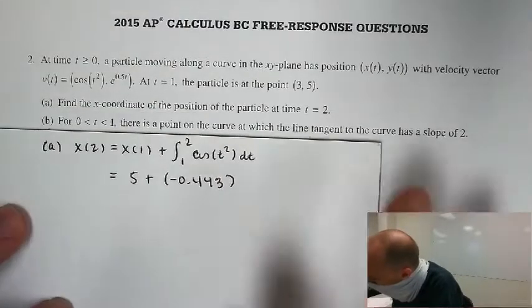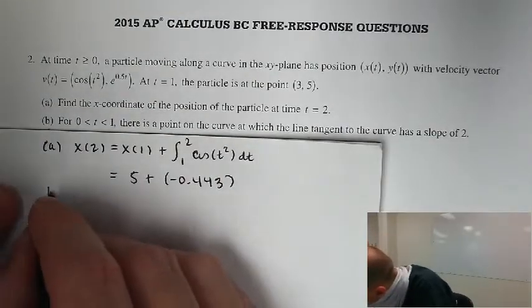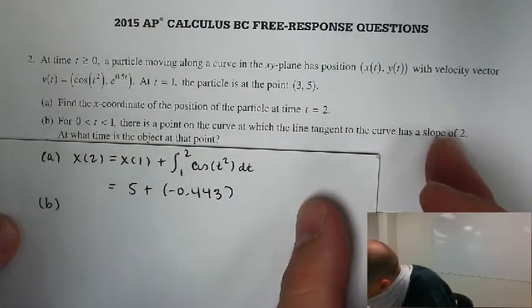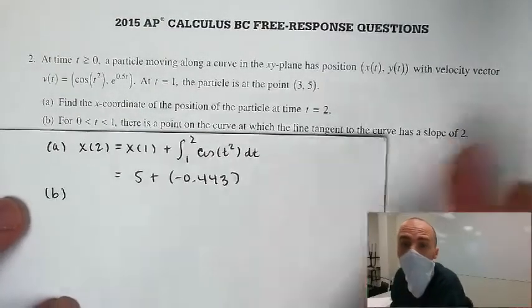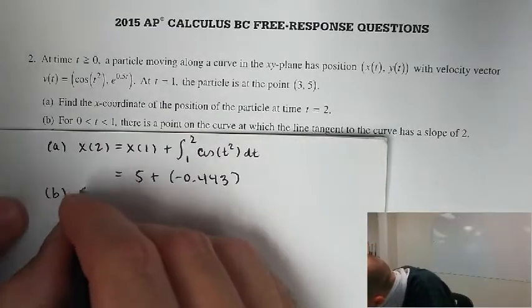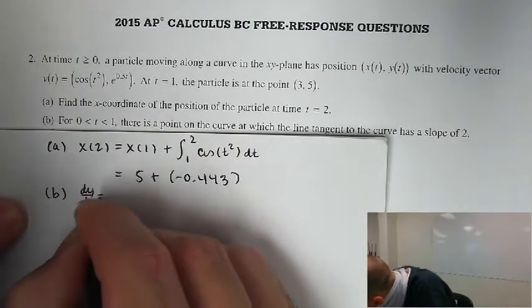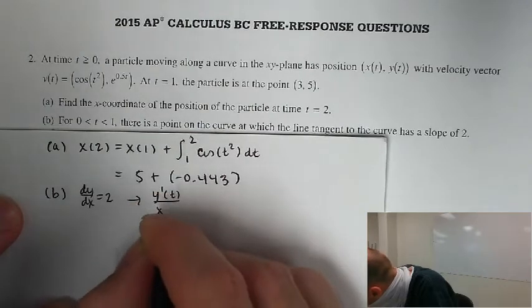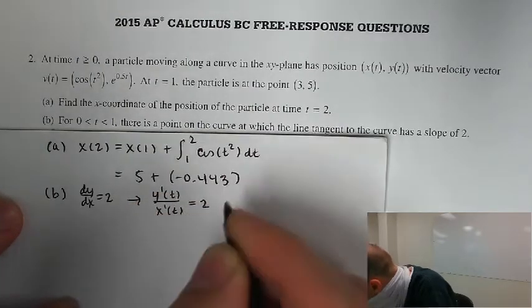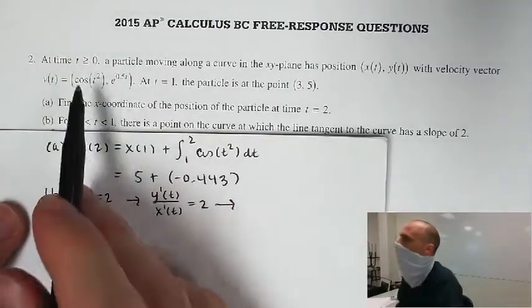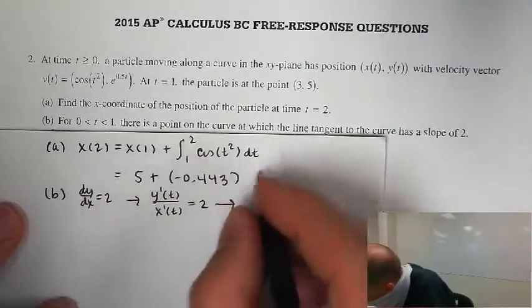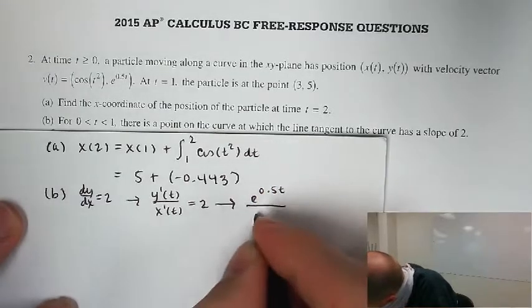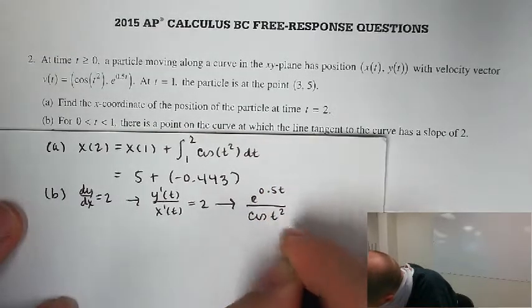All right. For 0 to 1, there is a point on the curve at which the line tangent to the curve has a slope of 2. At what time is the object at that point? Okay, slope of the tangent line, that's dy dx. So that means that y prime of t divided by x prime of t is equal to 2. And again, because nobody ever actually defined x prime of t and y prime of t, I'm just going to be really explicit. Show the reader that I do know what I'm talking about. Divided by cosine of t squared equals 2.